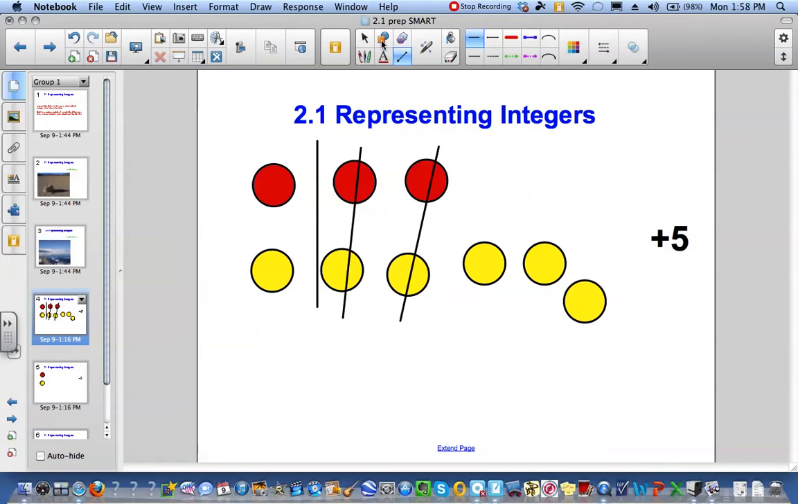But to make positive 5, I would need to bring out 2 more positives. So now I have 7 positives and 2 negatives. Positive 7 plus negative 2 equals positive 5.